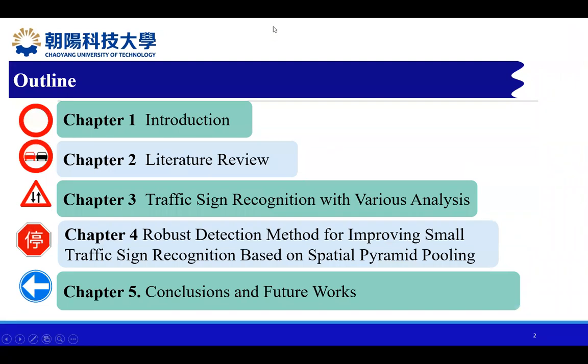This is my outline today. Chapter 1, Introduction. Chapter 2, Literature Review. Chapter 3, Traffic Sign Recognition with Various Analyses. Chapter 4, Robust Detection Method for Improving Small Traffic Sign Recognition based on SPP. Chapter 5, Conclusions and Future Works.